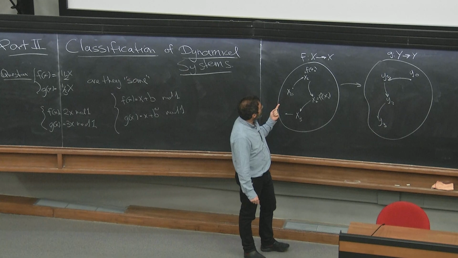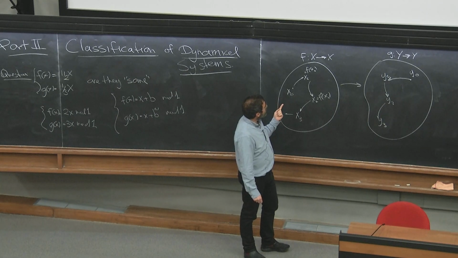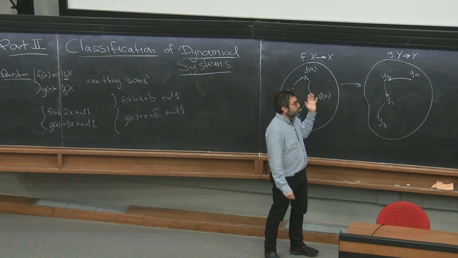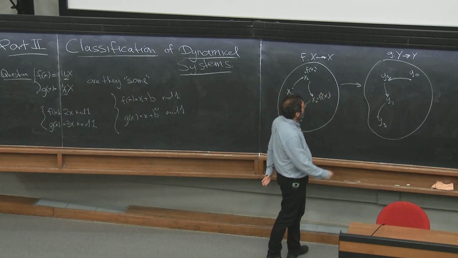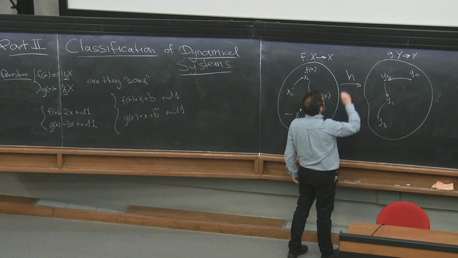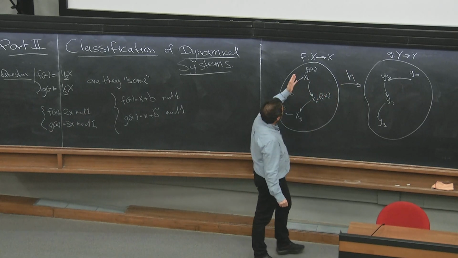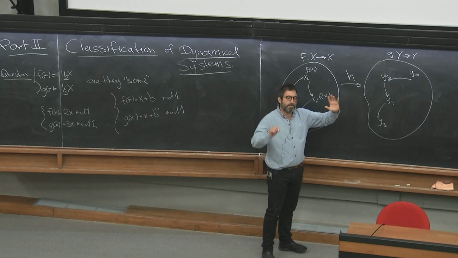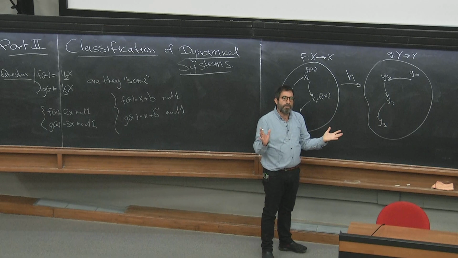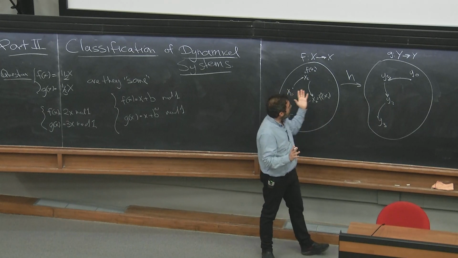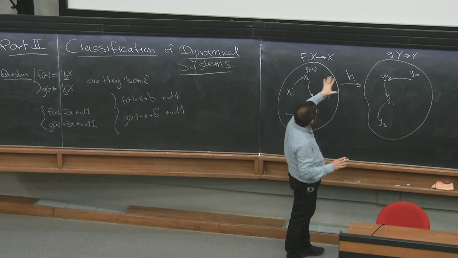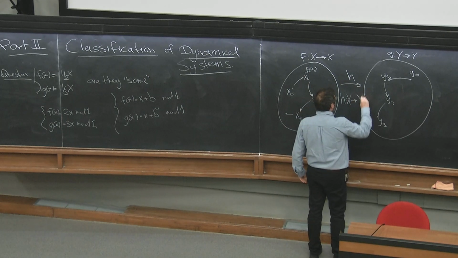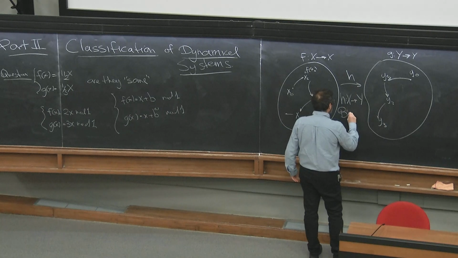So, well, certainly we have to map points to points, right? So we want some kind of bijection, right? If we want these two dynamical systems to be the same and we want to match up all the orbits, then we want some kind of bijection between the points of x and the points of y, right? So H from x to y is a bijection.